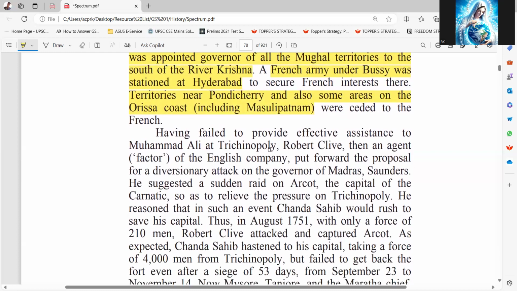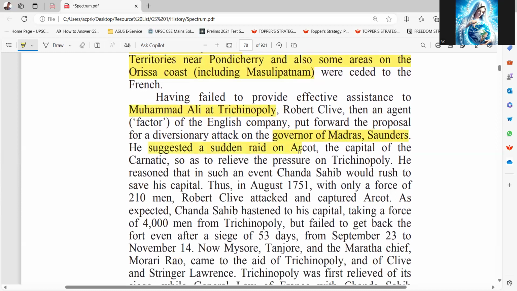Having failed to provide effective assistance to Muhammad Ali at Trichinopoli, Robert Clive, then an agent factor of the English Company, put forward the proposal for a diversionary attack to the governor of Madras, Saunders. He suggested a sudden raid on Arcot, the capital of the Carnatic, so as to relieve the pressure on Trichinopoli. He reasoned that in such an event, Chanda Sahib would rush to save his capital. Thus, in August 1751, with only a force of 210 men, Robert Clive attacked and captured Arcot.